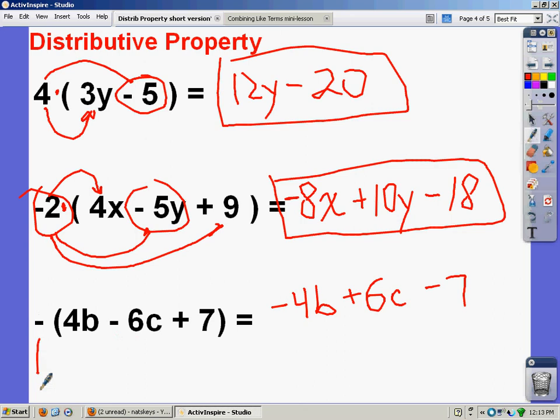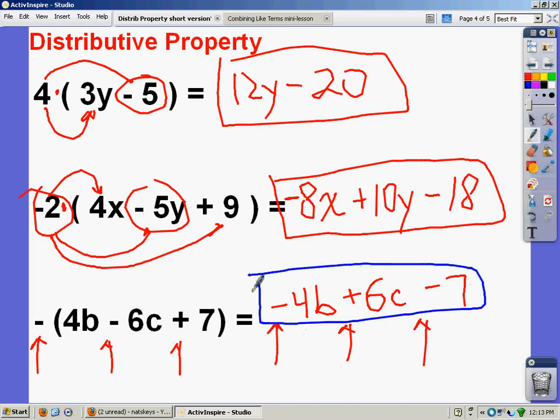This negative right here tells me whatever's inside the following parentheses, I have to flip. I have to reverse the sign. So the first term is 4b. When I flip its sign from positive to negative, it becomes negative 4b, just like before. The second term is negative 6c. We have to flip its sign, it becomes positive 6c. And of course, the last term being positive 7 gets flipped to negative 7. And once I do this, that's my answer.